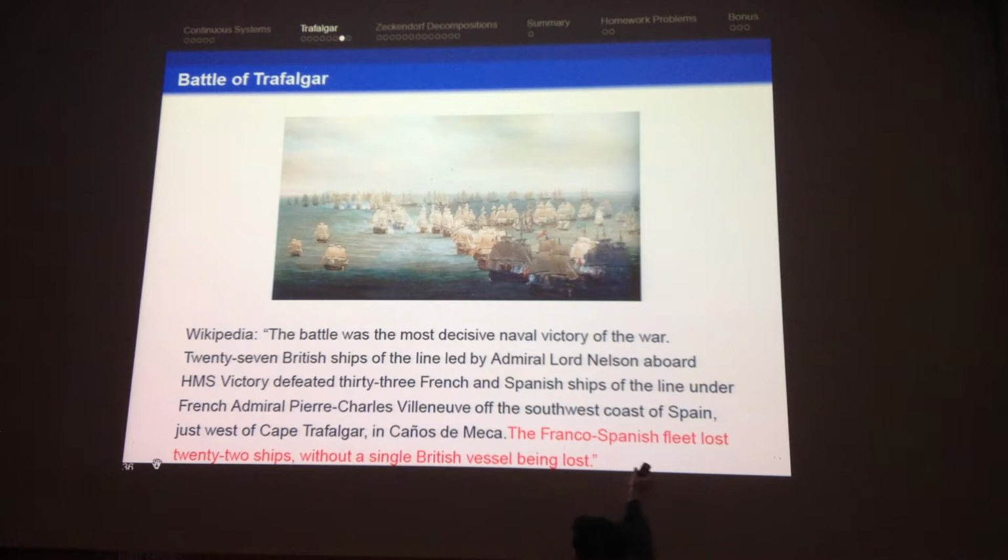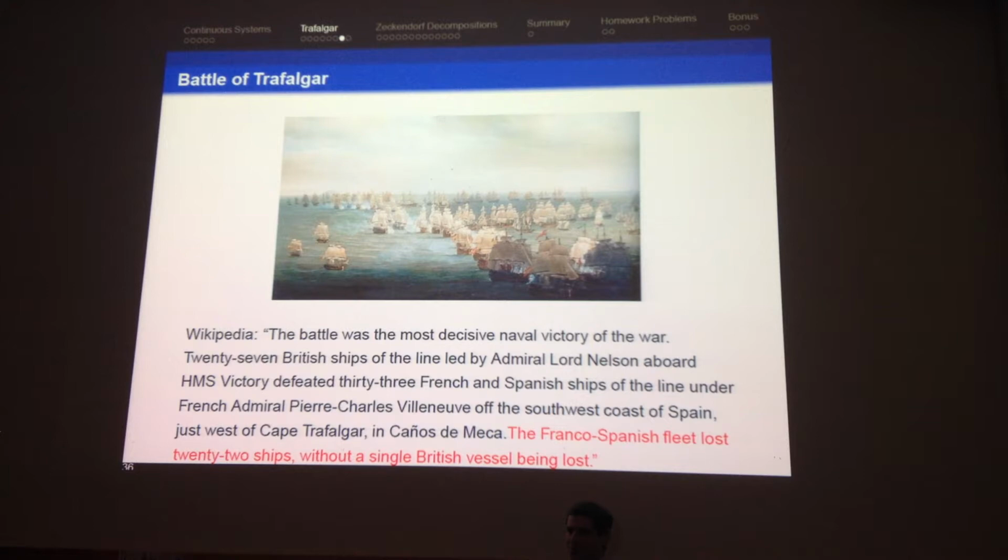So the Franco-Spanish fleets lost 22 ships without a single British vessel being lost. So what you forgot is some of the ships were able to flee and retreat. But you have to take that into account when you're considering the Franco armies, okay, and navies. Sometimes they just leave before you're able to finish the battle. All right. This is an example.